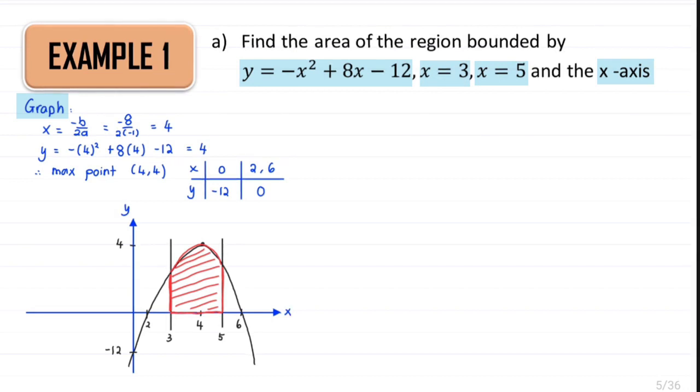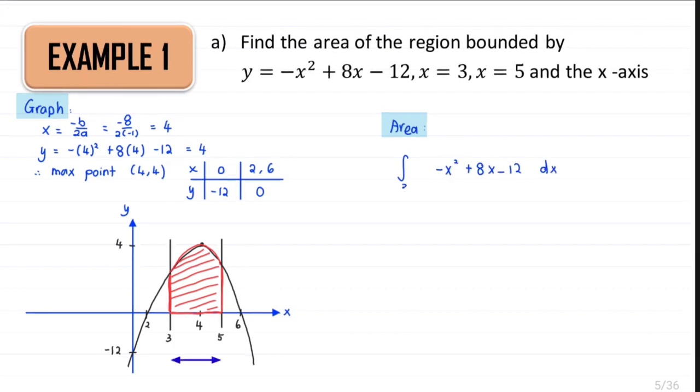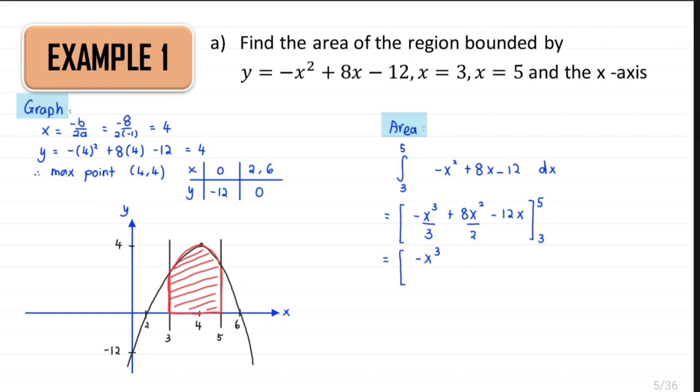Now we want to find the area. So area, we just integrate function y, negative x squared plus 8x minus 12 dx from 3 to 5. Then we integrate. We get negative x cubed over 3 plus 8x squared over 2 minus 12x from 3 to 5. We simplify. We get negative x cubed over 3 plus 4x squared minus 12x from 3 to 5.